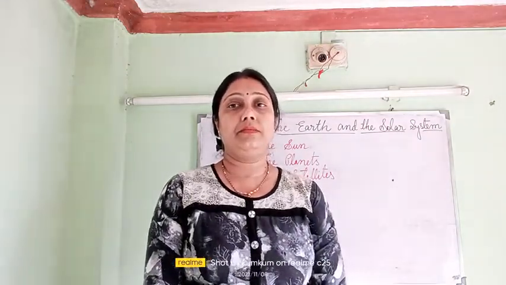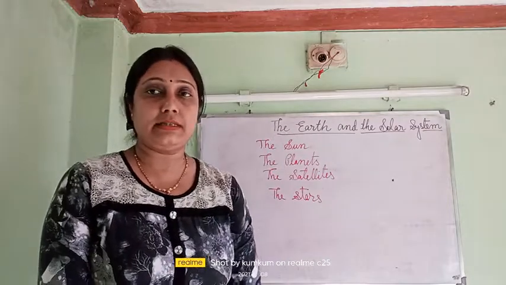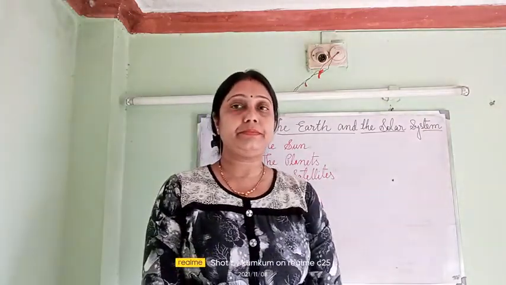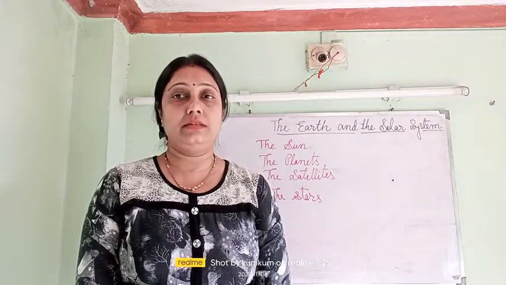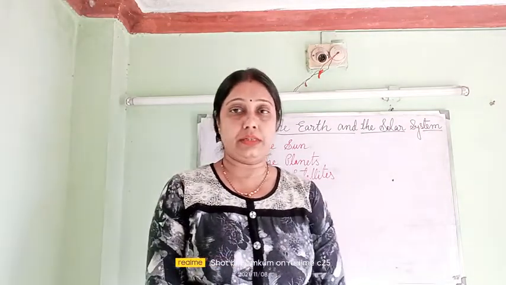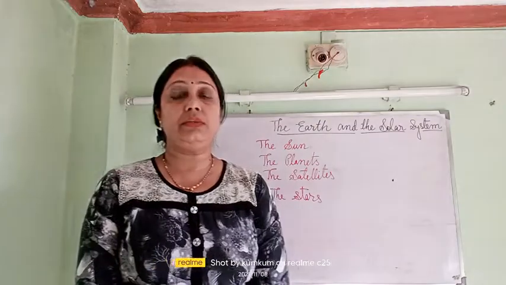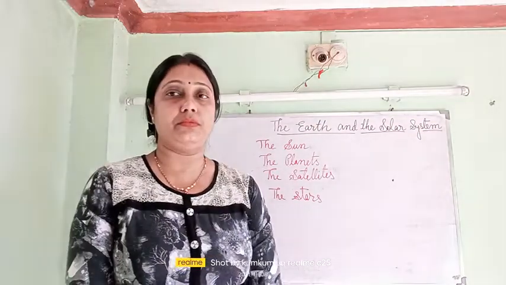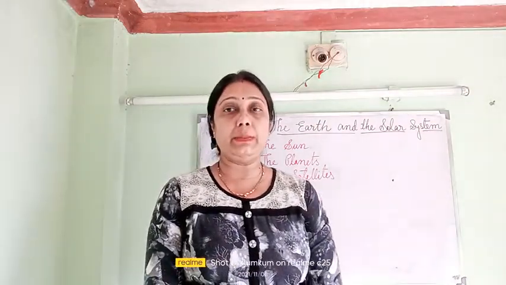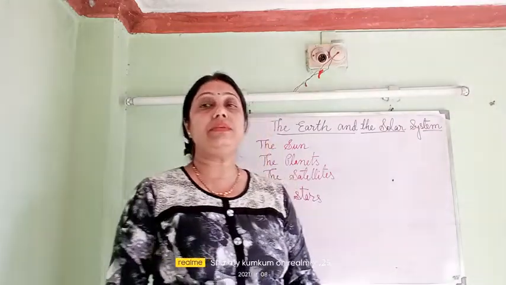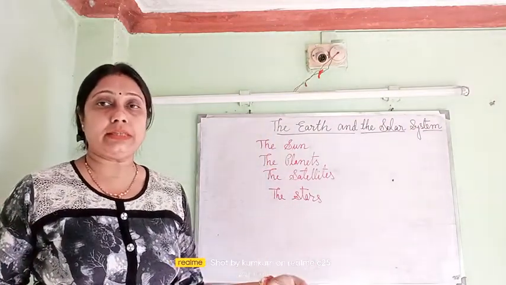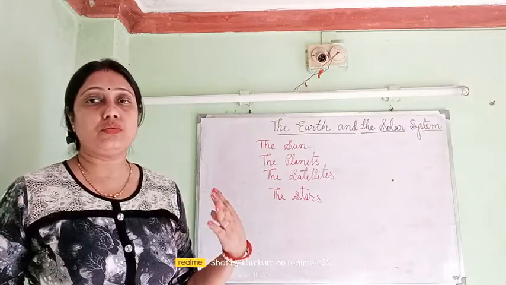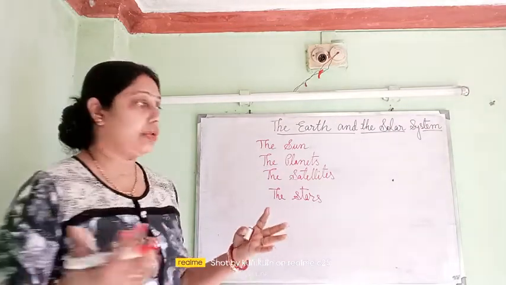There are mainly 8 planets. What are they? Mercury, Venus, Earth, Mars, Jupiter, Saturn, Uranus and Neptune. So these are the 8 planets. How will we understand that? You can only imagine, because it is so vast and so huge.